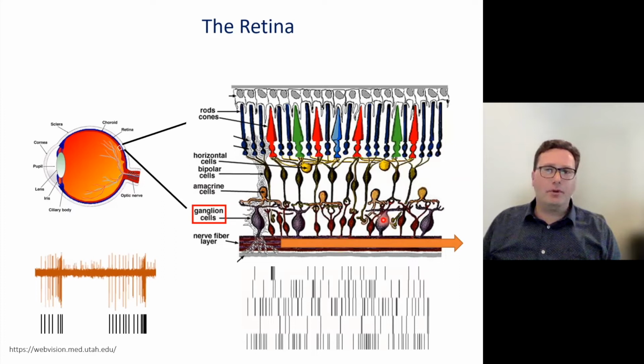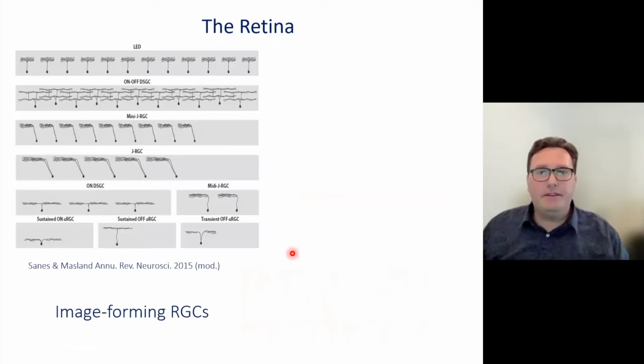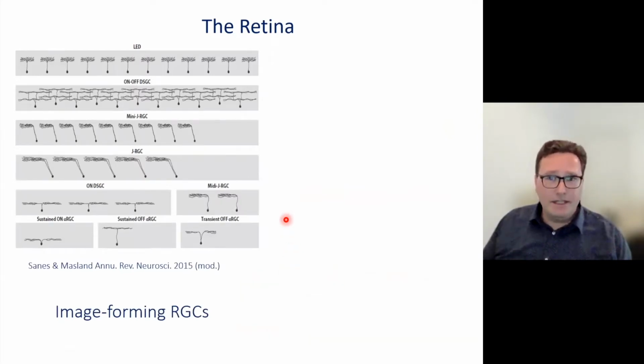These are the output cells of the retina. They are called retinal ganglion cells, and they integrate the information from the inner and outer retina and send this in the form of action potentials, or so-called spikes, into higher brain areas. We have many different types of ganglion cells in mice and in humans.